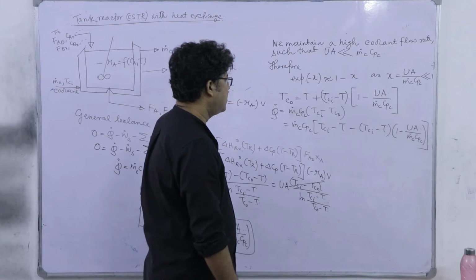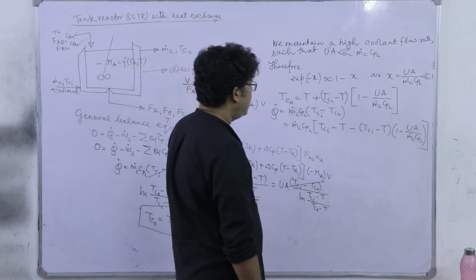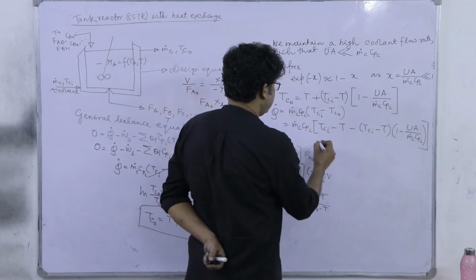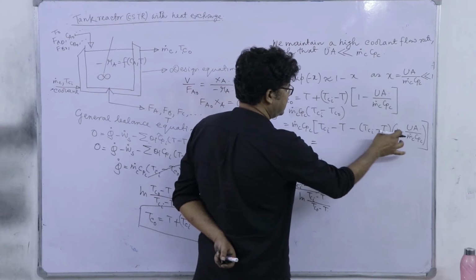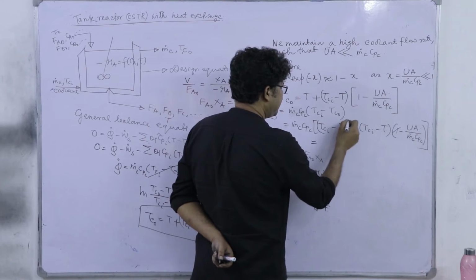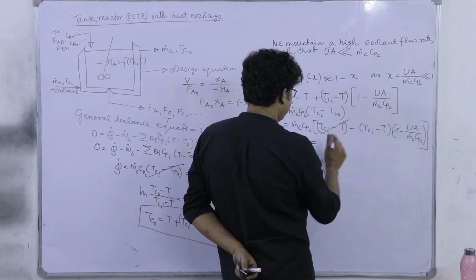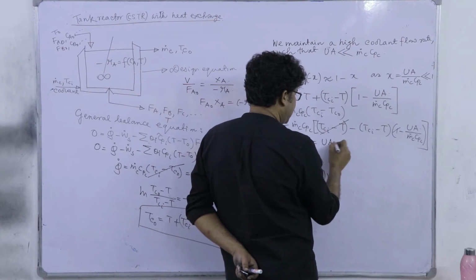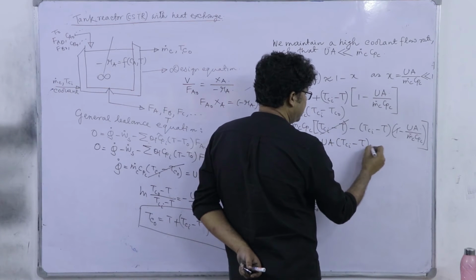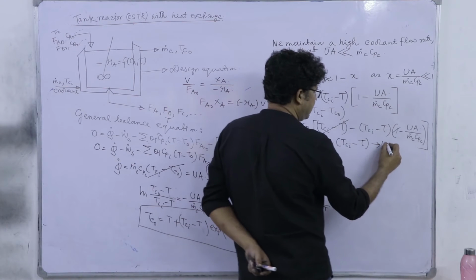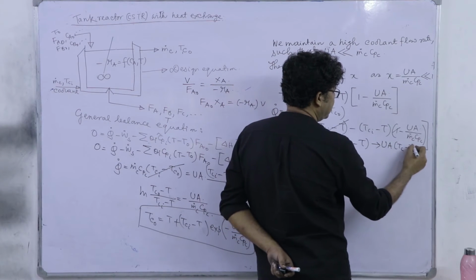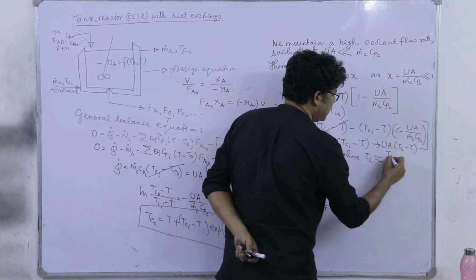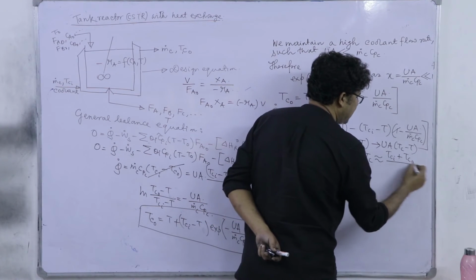Okay. So, what it gives you? It gives you this, and this first one will cancel out. So, this minus becomes plus, m dot C cancels out. So, UA into Tci minus T, and we write it further as U into A into Tc minus T, where Tc is closely equal to the arithmetic mean of coolant temperature.